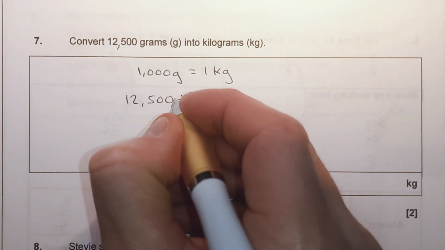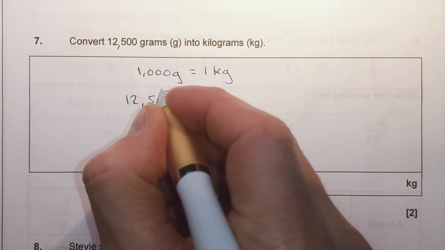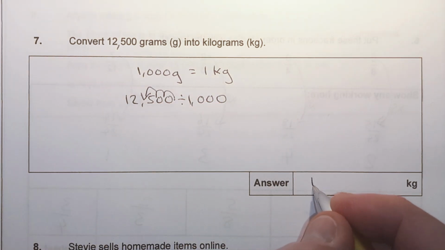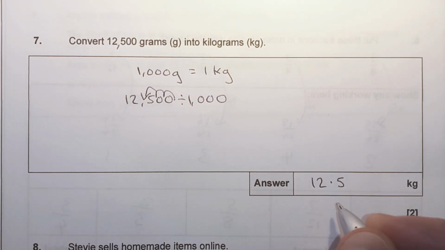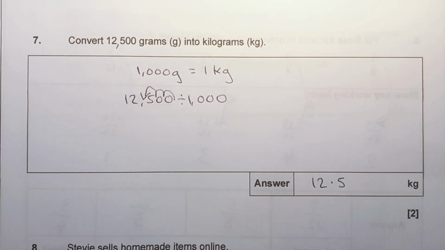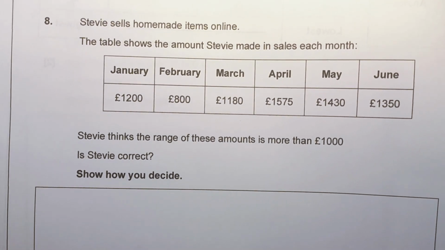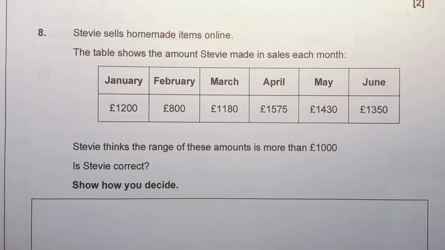So if we think the decimal point is at the end, we're going to move it 1, 2, 3 times into here. So we get an answer of 12.5. And we don't need the zeros. We could put 12.500, but that's not required. It wouldn't be wrong, but I'm just going to leave it out because we don't need to.